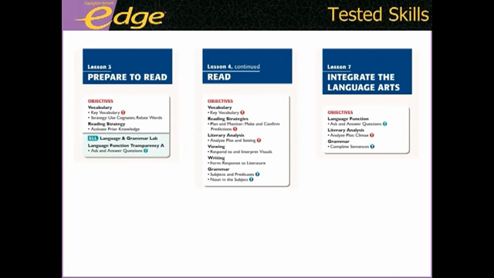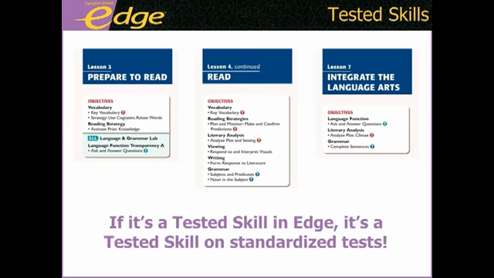You can also see the tested skills, still color-coded, in the objectives box for each lesson. As you can see in these three examples, sometimes everything in the lesson will be tested, while other lessons may only have a few elements that will be tested. These T's are your answer. They are your non-negotiables because if it's a tested skill in EDGE, it's a tested skill on standardized state tests. So they help you easily identify which lessons and parts of lessons are needed to be covered.